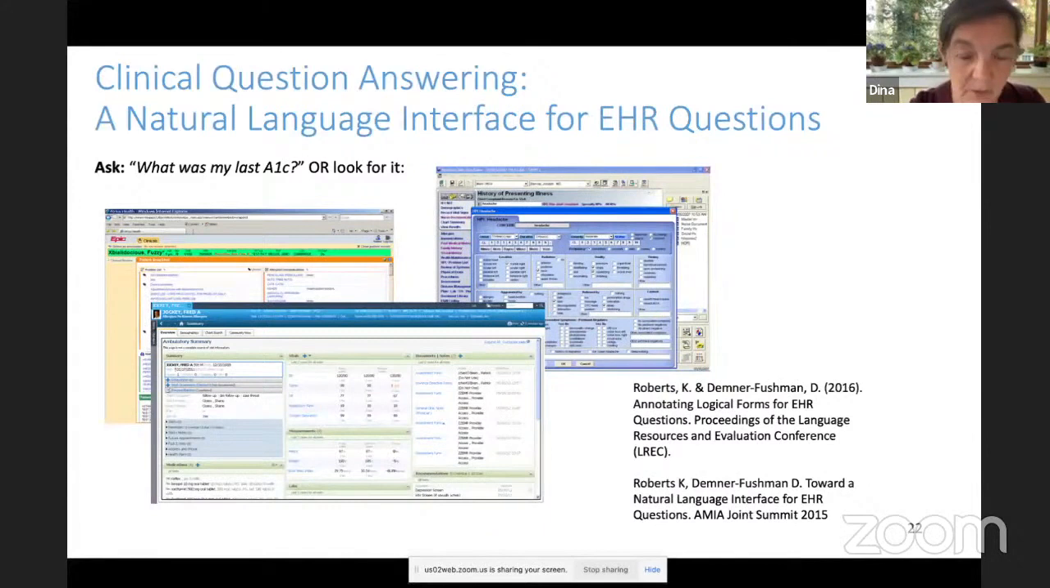And if you look at all these different screens, they do have that information, but it's very hard to even keep in their minds where that information might be stored in the chart, and also then find exactly the measurements they need. So Kirk Roberts, who was a postdoctoral fellow at the time, decided he wants to automate that process and convert these information needs to some format that can then be answered by the electronic health record.